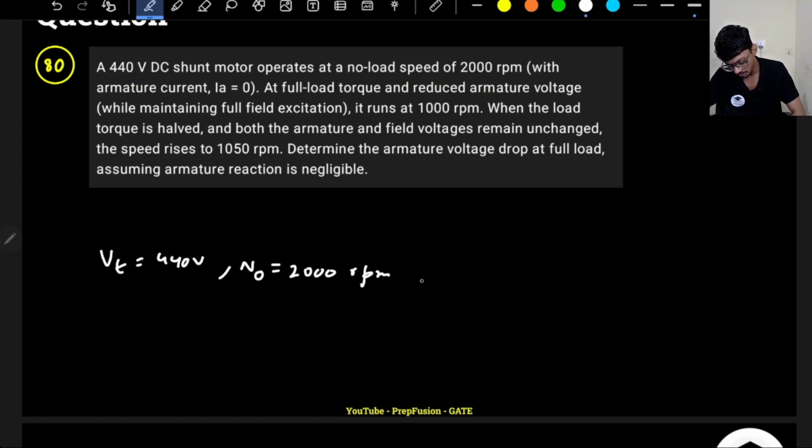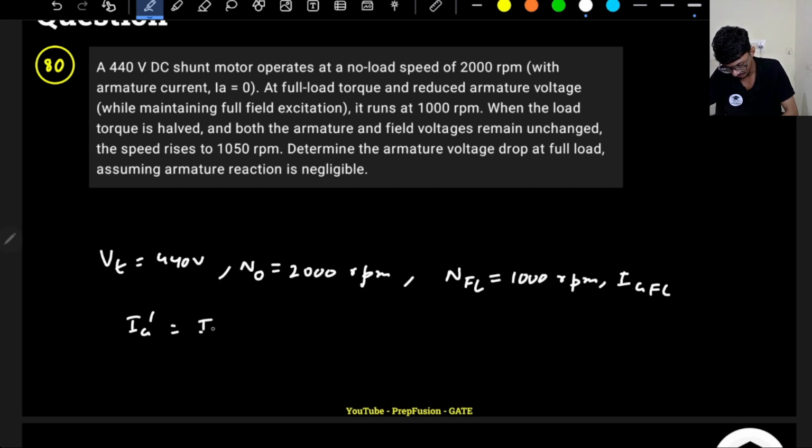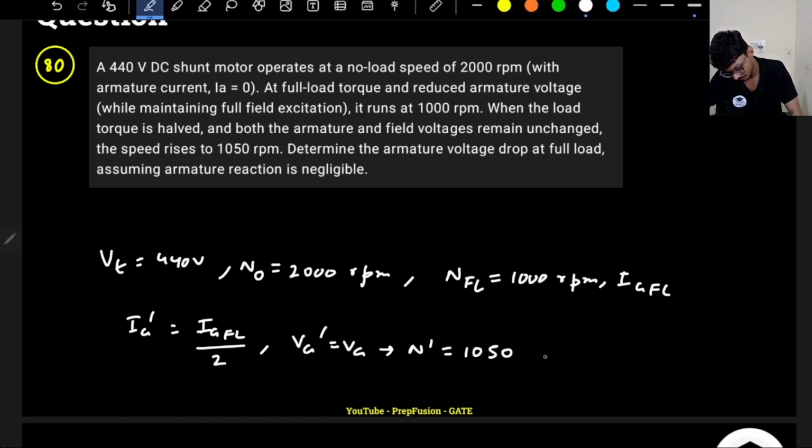If at full load and reduced armature voltage while maintaining full excitation, N full load is 1000 rpm, where the current is Ia full load. When the load is halved, that means Ia dash is IaFL divided by 2. If the load is halved and the armature voltage remains unchanged, so Va dash is equal to the previous armature voltage Va, so the Eb also will not change, right? Then the speed rises, N dash becomes 1050 rpm.